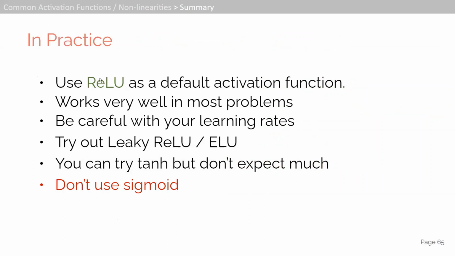So in practice, use ReLU as a default activation function. It works well in most problems, but you have to be careful with your learning rates. You have to configure this one. You can try leaky ReLU or ELU. You can also try tanh, but don't expect much in general, and don't use sigmoid. It can still work, but you have to pay more attention to the gradients, because they might die. You might get vanishing gradient issues. Any questions?